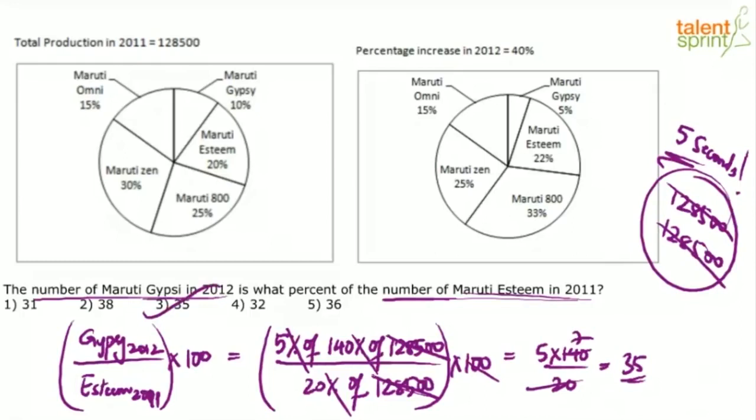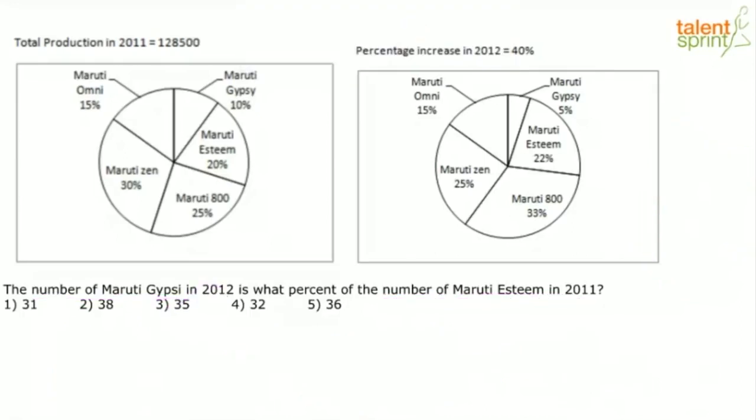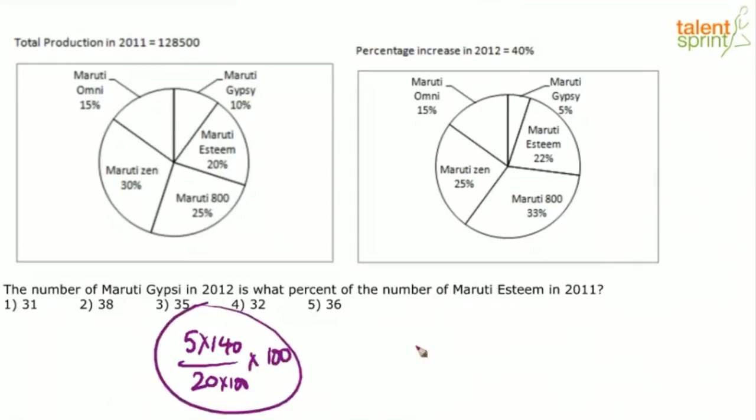I'm glad that all of you have got the right answer, but you have to check yourself as to how many steps you put on paper. How will you solve it in the exam? Gypsy in 2012 is 5 into 140 divided by STM in 2011. STM in 2011 is 20 into 100, and that 100 will get cancelled with the actual 100. That's it. This is what you put on paper in the exam and mark the answer as 35.